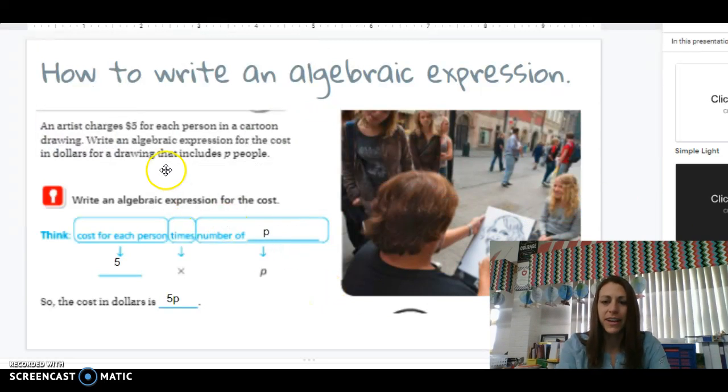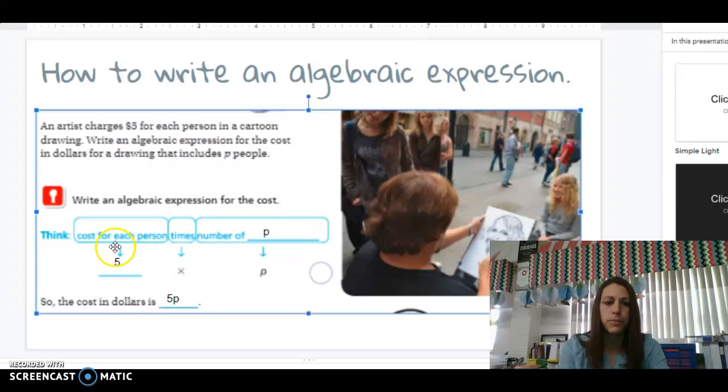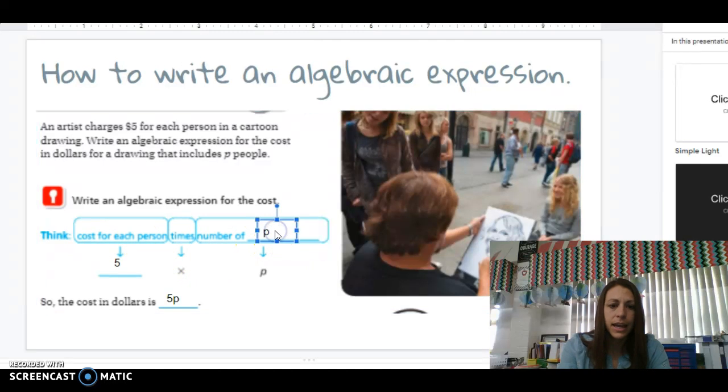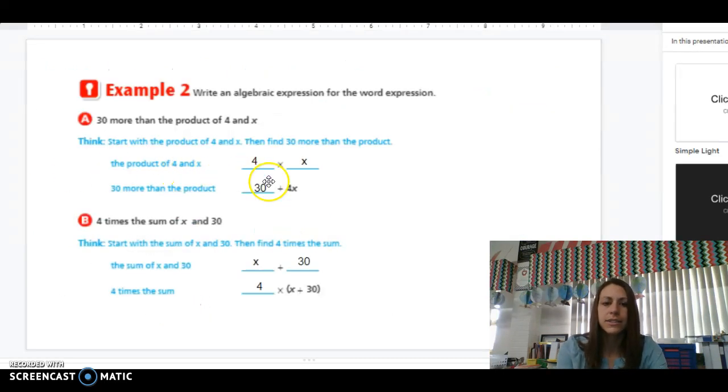So an artist charges $5 for each person in a cartoon drawing. Write an algebraic expression for the cost in dollars for the drawing that includes P people. So you can see I kind of already did this one for you, but it's the cost per person times the number of people. This helps me when I'm doing algebra: I use the same letter as the first letter in what we're looking for. So we're looking for people, so use a P. And the cost per person is $5, so the cost in dollars is 5p. Do you see that? That means you would take 5 times the number of people to find out the cost.